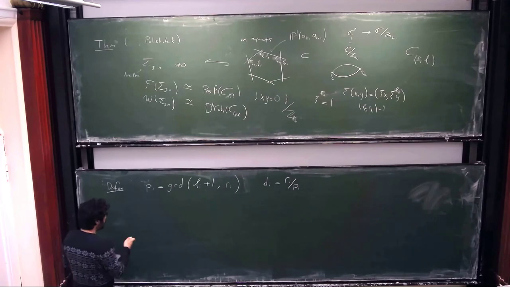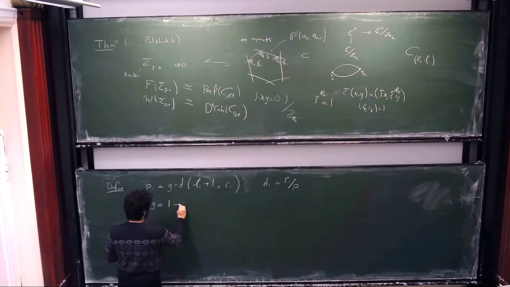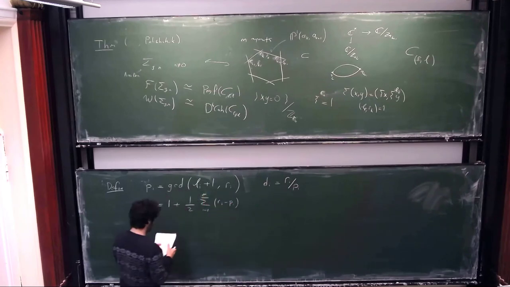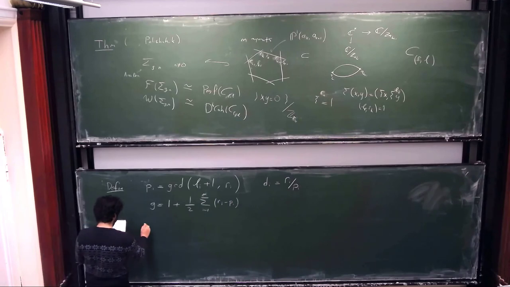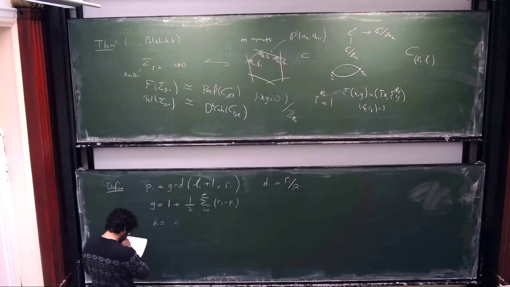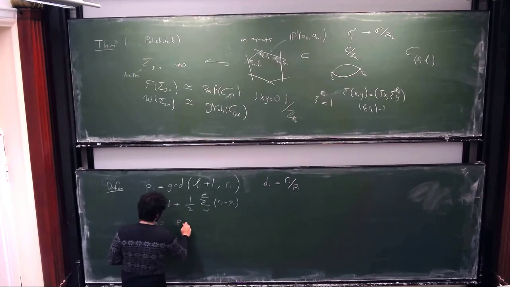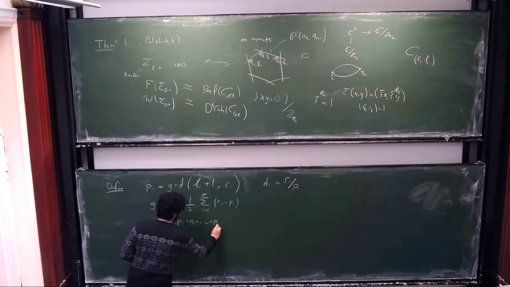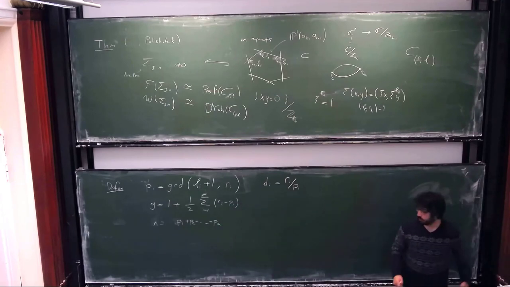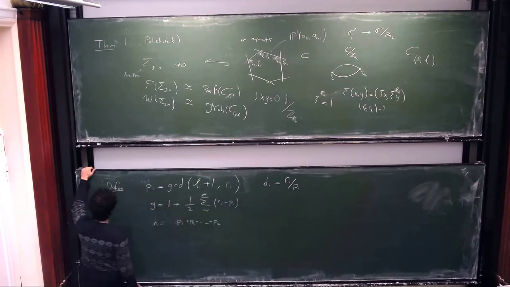And then g is 1 plus 1 over 2 sum i from 1 to n, r_i minus p_i. Okay. And m is equal to p, it's the sum of the p_i's, so p_1 plus p_2. Okay, hopefully that's correct. So it's some function, and the correct version is in the paper if you want to see. This is incorrect.